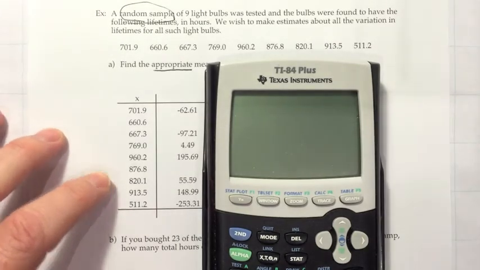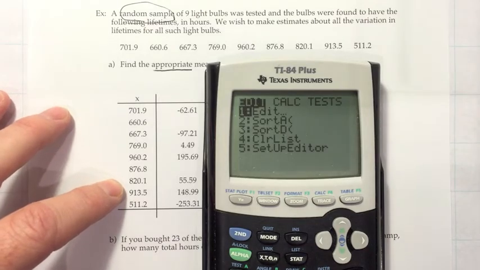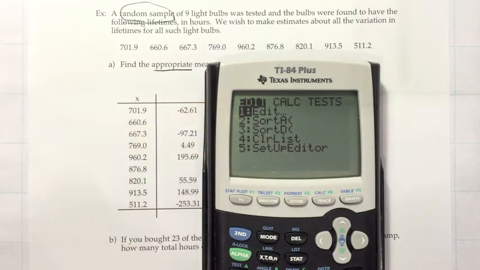So the first step would be to enter the data into my list editor. I'm going to turn the calculator on. I'm going to press the stat key to get into the list, and I'll do that by choosing edit.